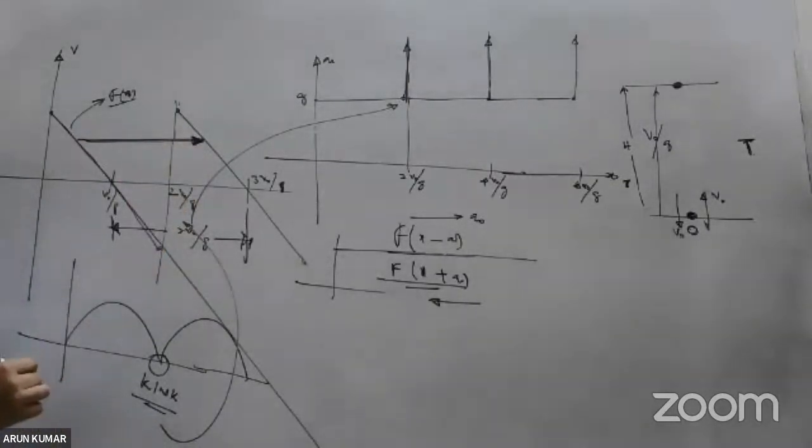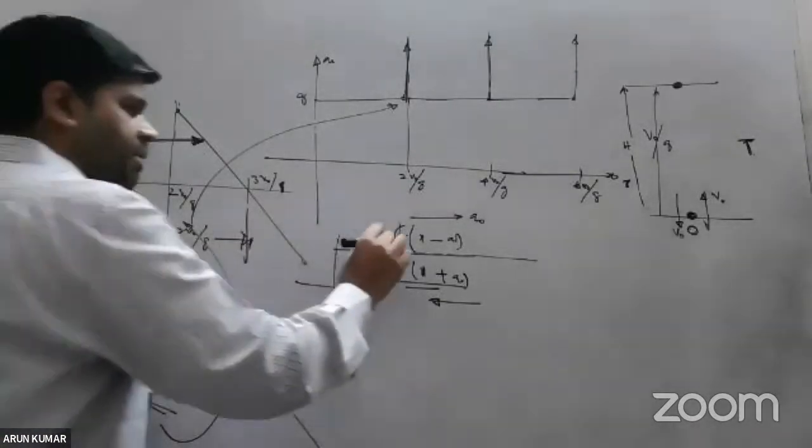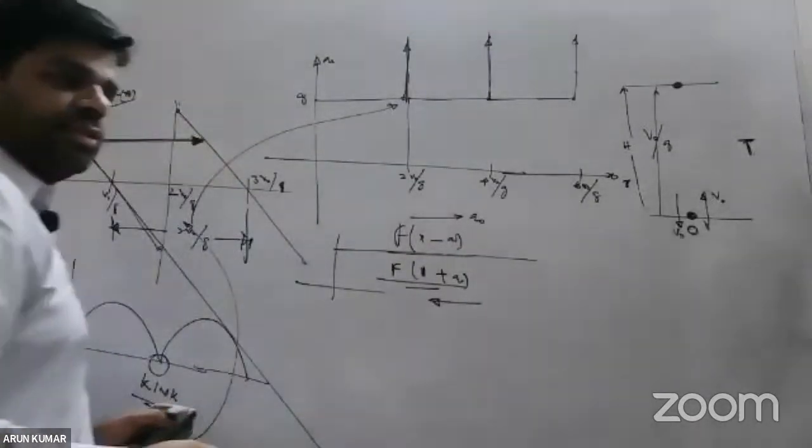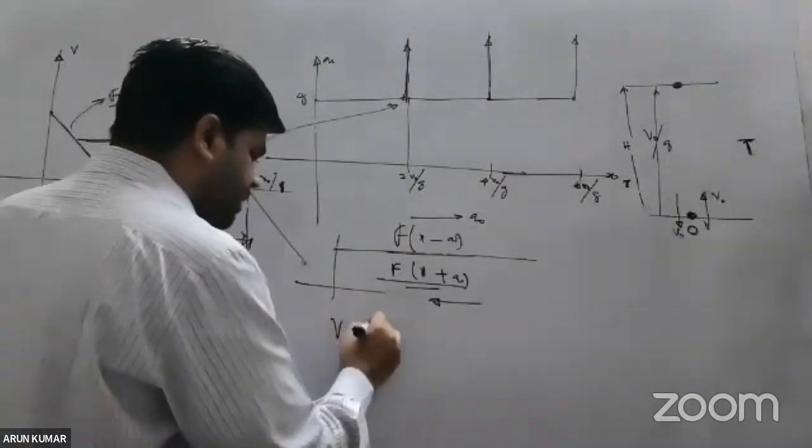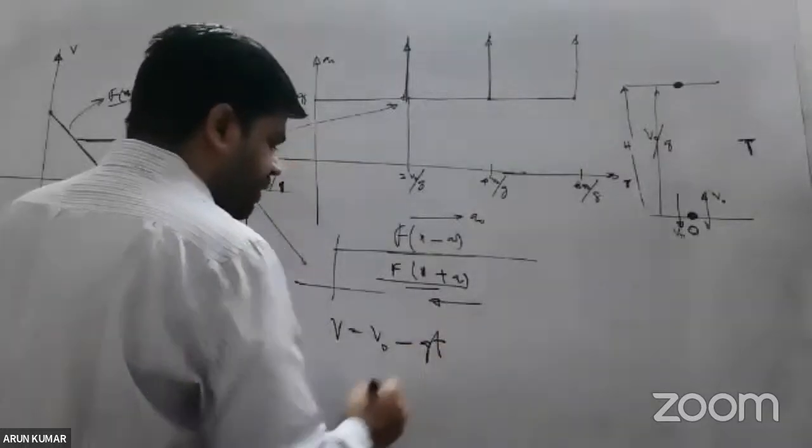2 v naught by g. So f of x minus 2 v naught by g is my answer. But what is f of x here? F of x is nothing but v is equal to u plus at. V naught minus gt.